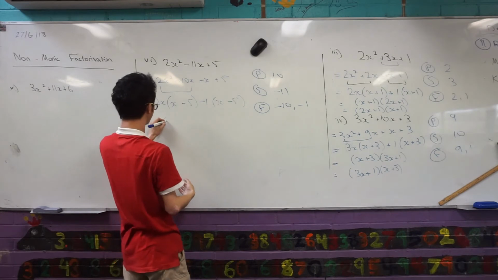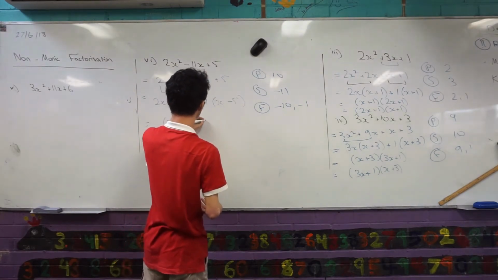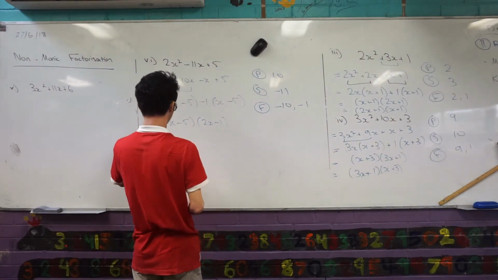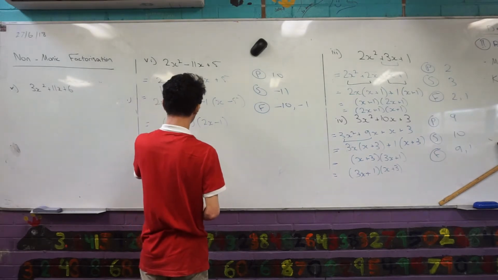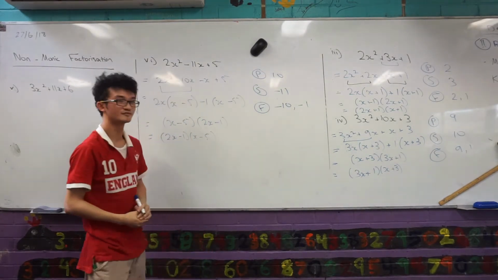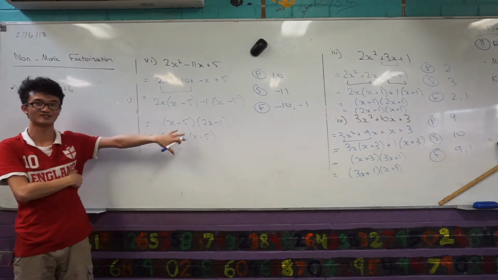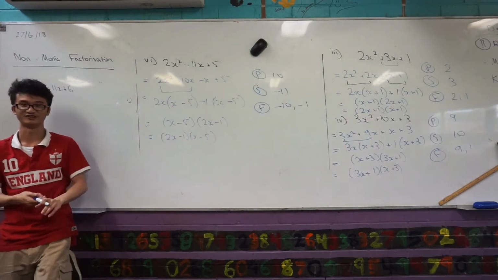And then just the last step, you factorize the x minus 5 out. And so you get 2x minus 1, x minus 5. Do you have to swap it? You don't have to. I'm just letting you know in the answers they'll probably have it like that. So don't be confused or anything.